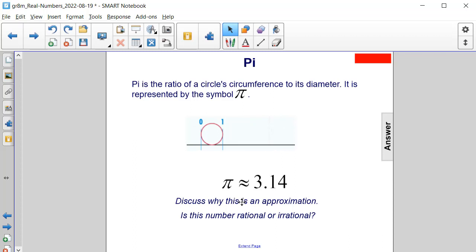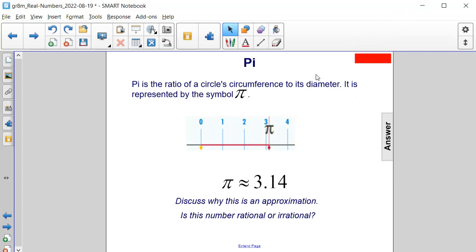So discuss why this approximation, 3 14/100ths, is an approximation and it's not the full value of pi. And then answer the question, is this number rational or irrational? Take a moment to pause this video and think about it, and when you're done, unpause it.